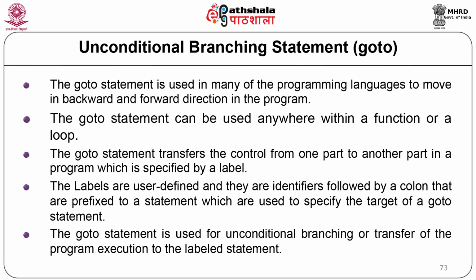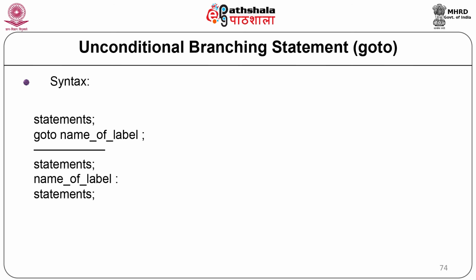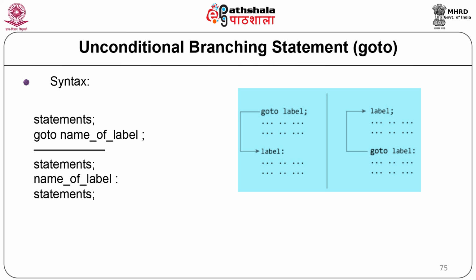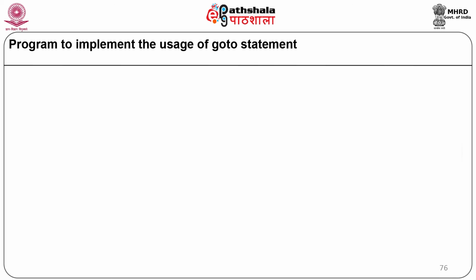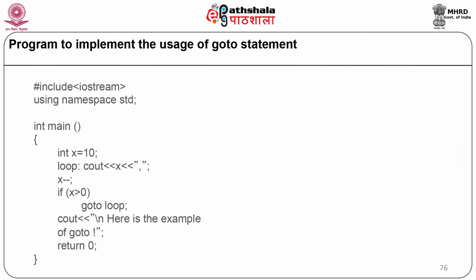The goto statement is used for unconditional branching or transfer of the program execution to the labeled statement. The syntax is statements, goto name of the label semicolon, then the name of the label colon and the statements. Now let us see a simple program to see the usage of the goto statement. #include iostream, using namespace std, int main, int x equal to 10, the loop colon, cout x, x minus minus. If x is greater than 0, goto loop, cout example of goto, return 0.